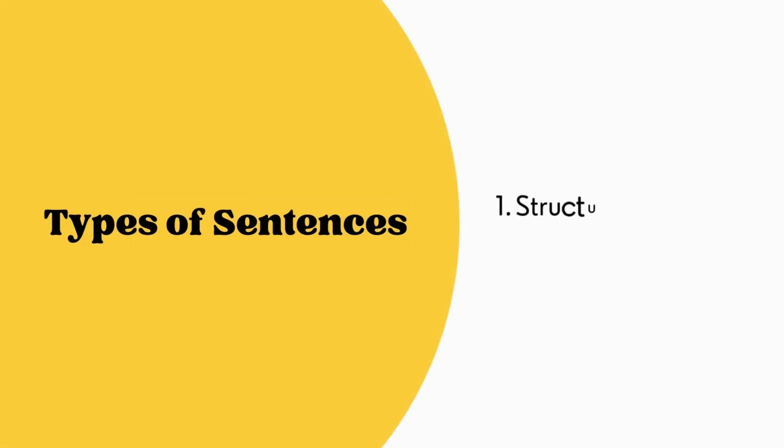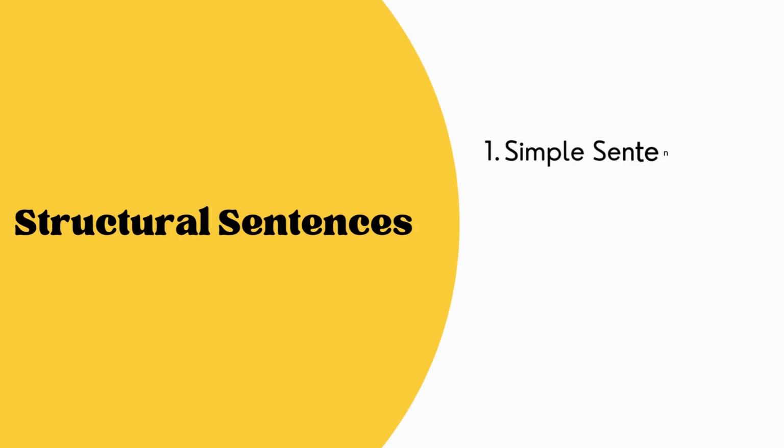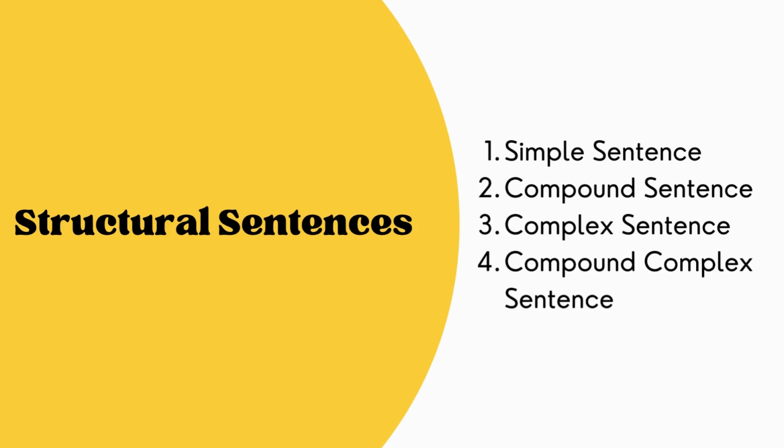Type of sentences. There are two types of sentences. Number 1, structural sentences. Number 2, functional sentences. Structurally, sentences are of four types. First, simple sentence. Second, compound sentence. Third, complex sentence, and fourth one, compound complex sentence. Let's study each type of sentence one by one.